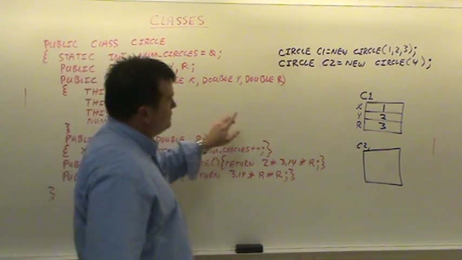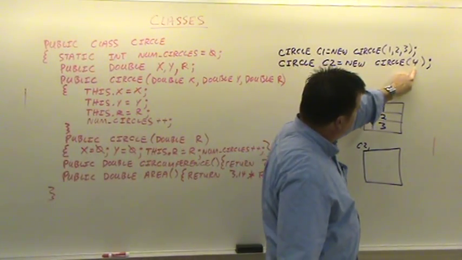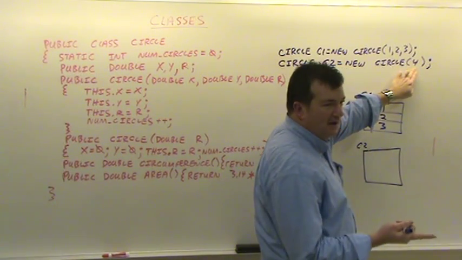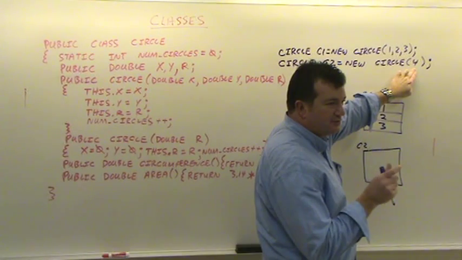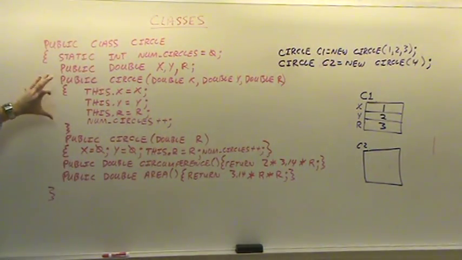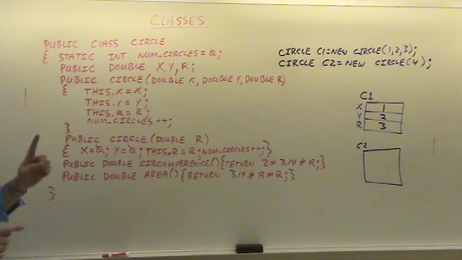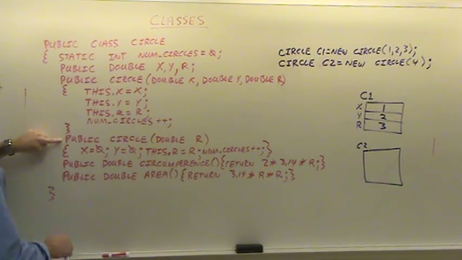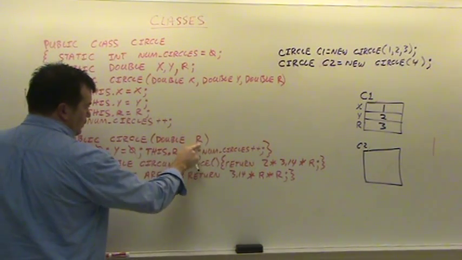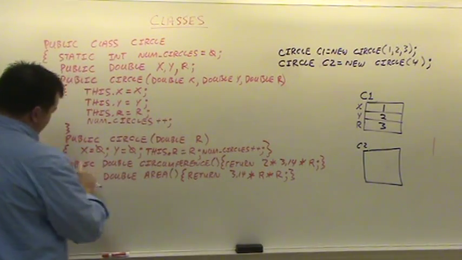We are constructing a circle, the second circle, which we're going to call C2. And we're just passing in one parameter to the constructor. Of all the constructors we have, and like I say, we could have infinitely many, there can only be one that takes in one parameter. And that happens to be this one. So the public circle, the one that just takes in one parameter, the radius, and here's the whole body.